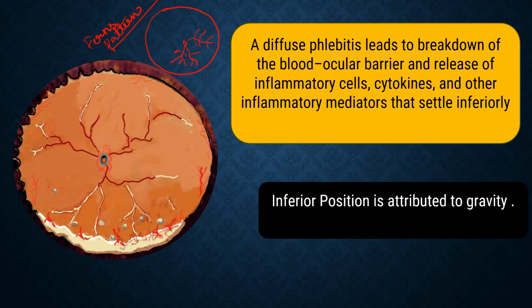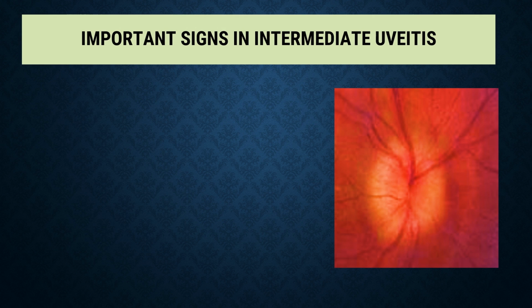This Fern pattern is not very specific to Behçet's disease as most of us think. It can be seen in any disorder which is leading to capillaritis or phlebitis, right? So you can have this diffuse phlebitis. Whenever there's diffuse phlebitis, obviously there will be a breakdown of the blood ocular barrier and release of inflammatory cells, cytokines and inflammatory mediators, and all of them are going to settle down. It is usually seen that snow banking and snowballs are more common in the inferior quadrant, and the reason could be gravity.